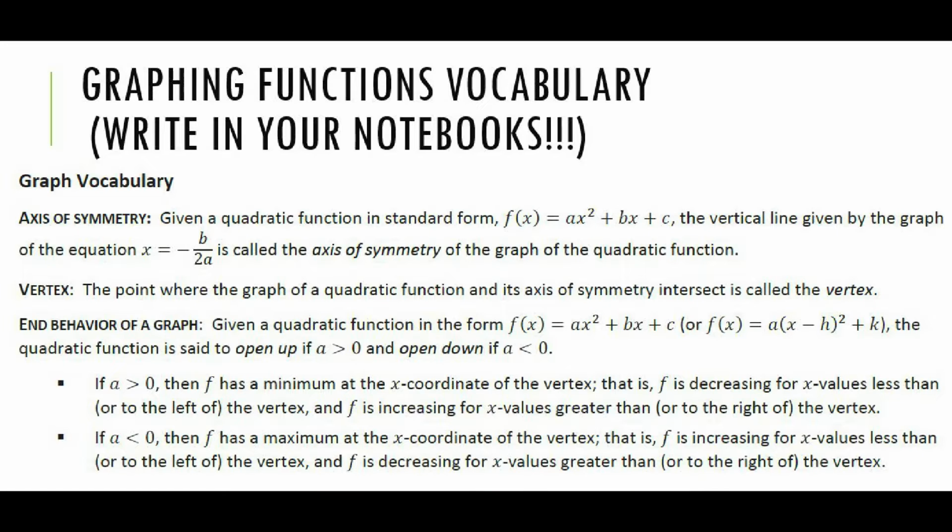Last vocab you need to know is end behavior of a graph, because you will see questions on the EOC and on your exams where it asks you to describe the end behavior. So the end behavior is basically telling me, does it have a minimum or a maximum? And you're going to tell me, moving to the left or to the right, if it's increasing or decreasing. So if you guys are still writing that vocab, which I'm sure you are, go ahead and just pause the video. And when we hit play, we're going to move on and start using that foldable.